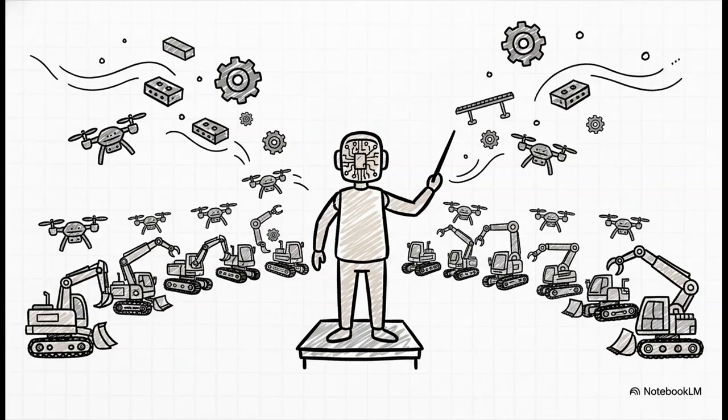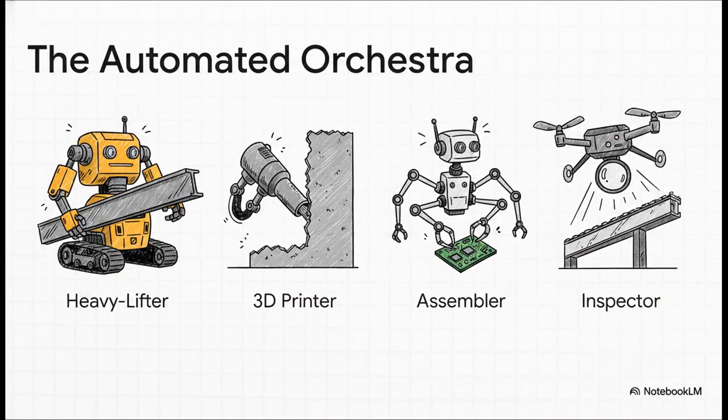And we're not talking about an orchestra where everyone plays the violin. This is what's called a heterogeneous swarm, which is just a fancy way of saying you've got a ton of different specialists. You've got your big, burly heavy lifters for the steel girders. You've got 3D printers laying down concrete walls.